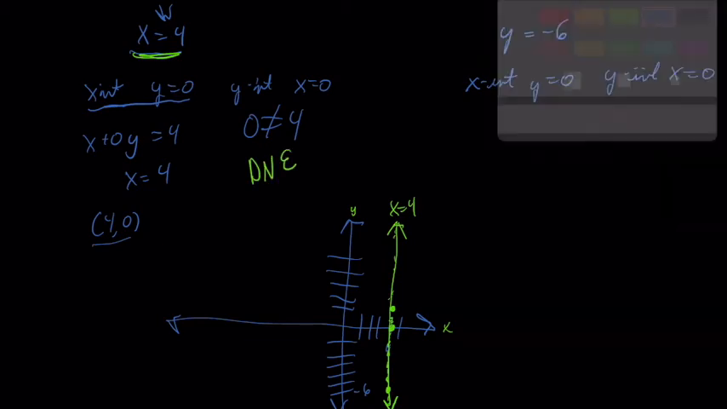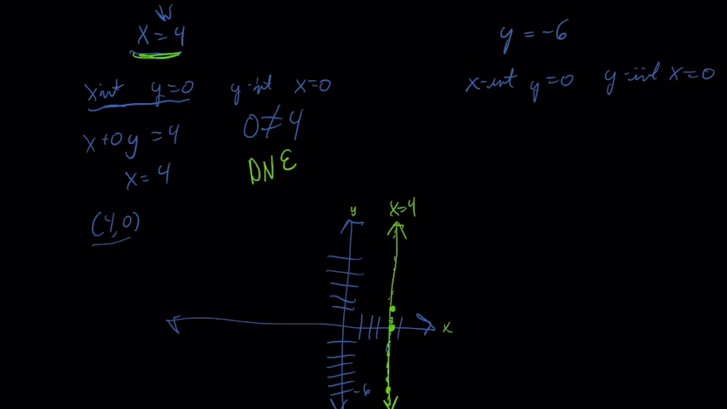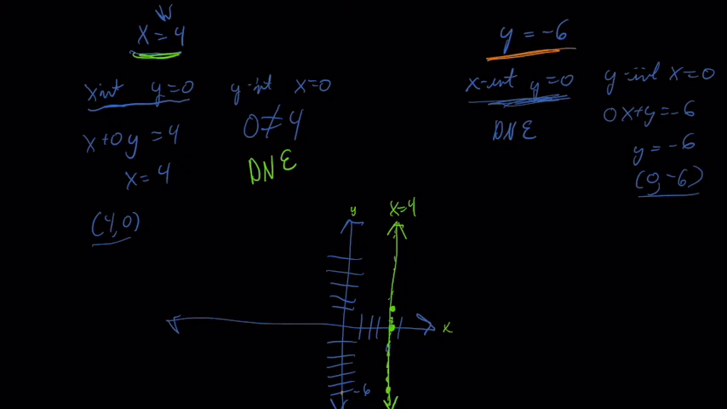I bet you, being smart like you are, are already thinking, now I think I know what's going on with y equals negative 6, right? It's not going to have an x-intercept because I can't let y equal 0. It's going to have a y-intercept because this is like 0x plus y equals negative 6. So y is negative 6. So there I have my y-intercept. Let's go ahead and graph this in orange. This is where y equals negative 6.